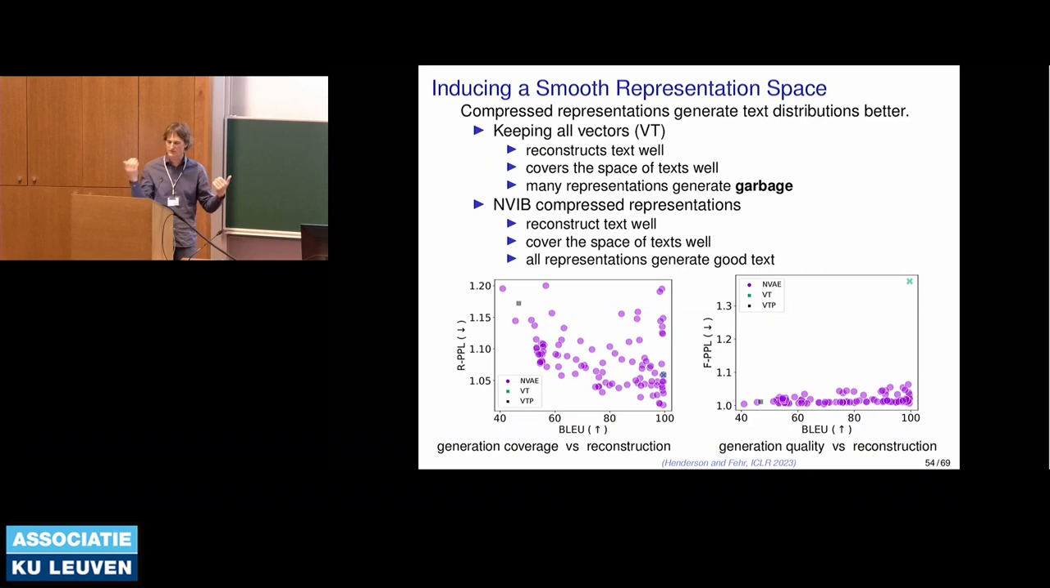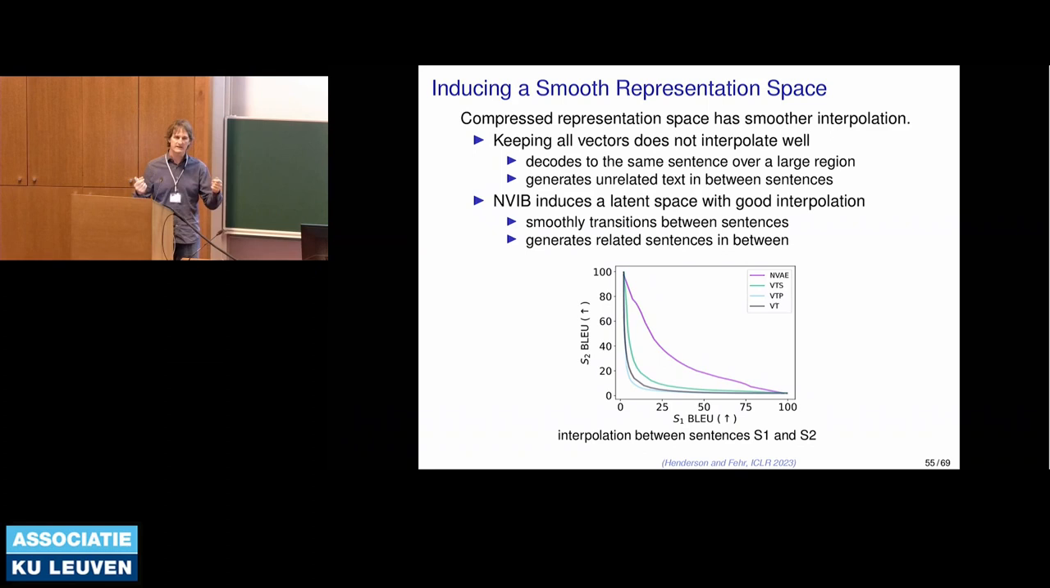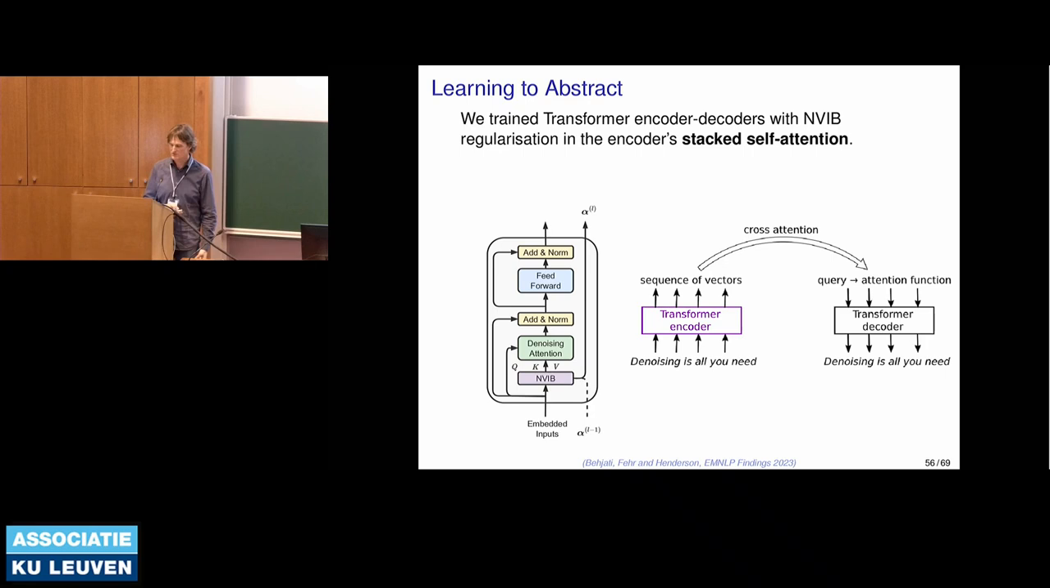Another way to look at that is to interpolate. We take a sentence, embed it in latent space, take another sentence, embed it, interpolate between those embeddings, and then generate sentences from each of those possible interpolations. At one extreme of the interpolation, you get exactly reconstructing S2. At the other extreme, you get exactly reconstructing S1. In between, you hope to see things that are similar to both sides. And with NVIB, you get that. If you keep all the vectors, you don't. It generates S1 for a while, then it generates garbage, then it generates S2 for a while. There's just no similarity in the middle. So if we don't compress with NVIB, we get holes in our latent space. NVIB gives us a smoother space.